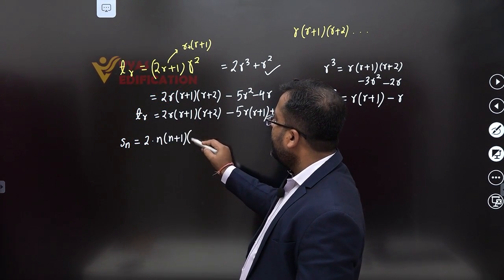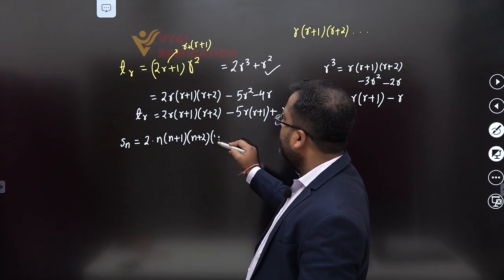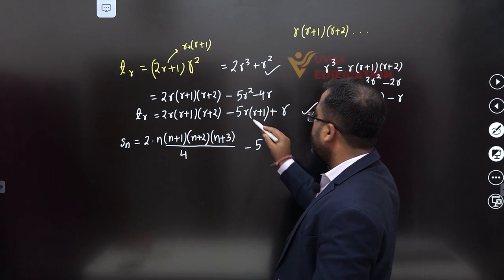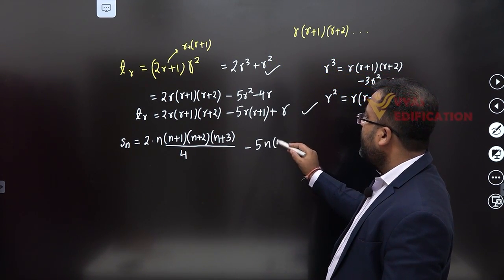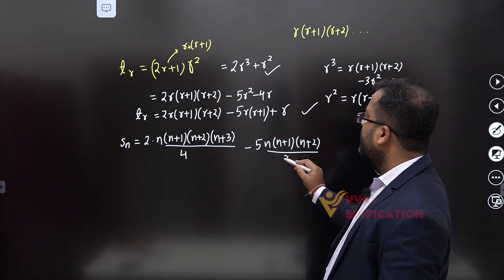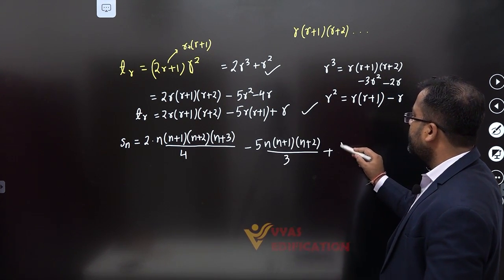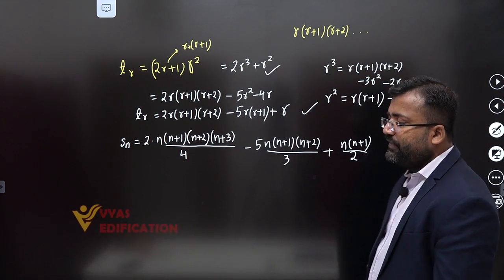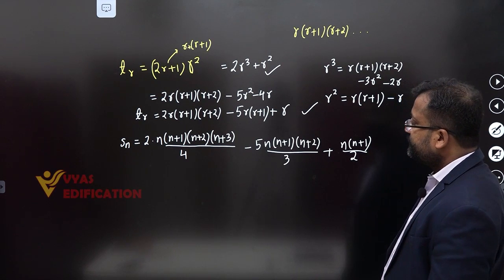N plus 1, n plus 2, and you need to introduce n plus 3 divided by 4. Minus 5 is okay. The summation of this will be n plus 1, n plus 2 divided by 3. Plus r, the summation is n plus 1 by 2. This is what you have. That's the final answer.